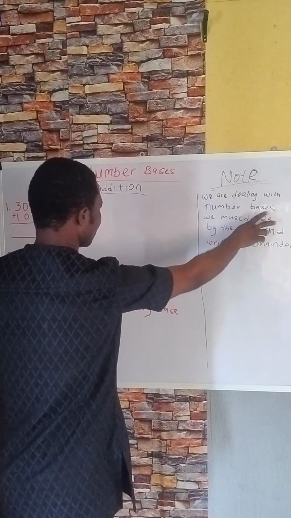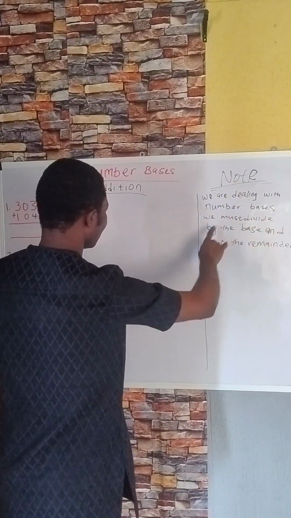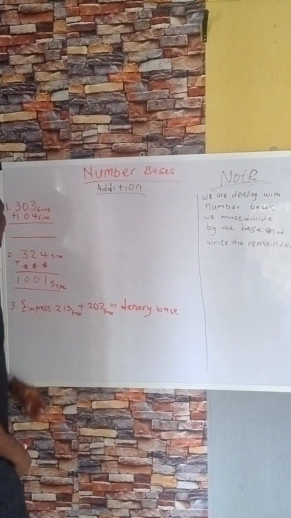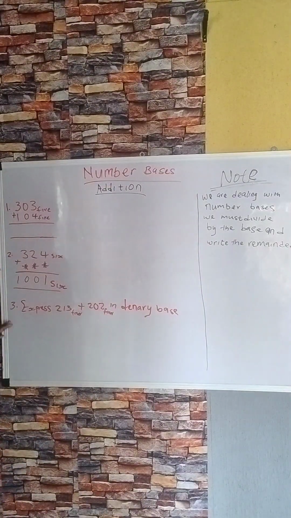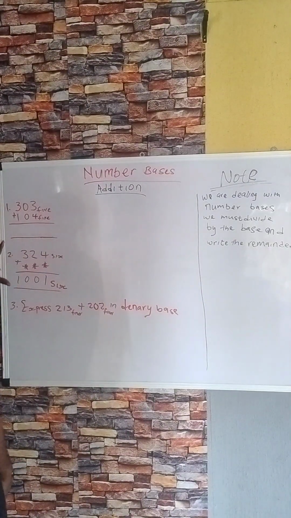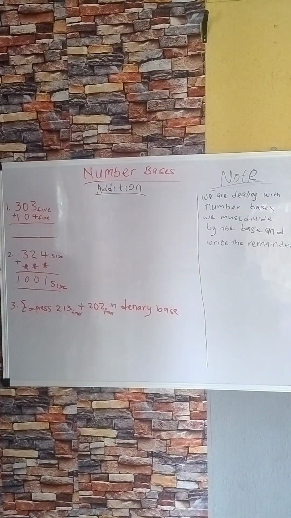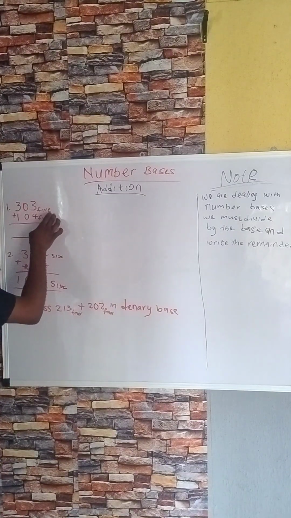We are dealing with number bases. We must divide by the base and write the remainder. So I have written out 3 examples here. These 3 examples will be dealing with 3 different kinds of question under addition of number bases. So let's start with example 1. We have 303 base 5 plus 104 base 5.